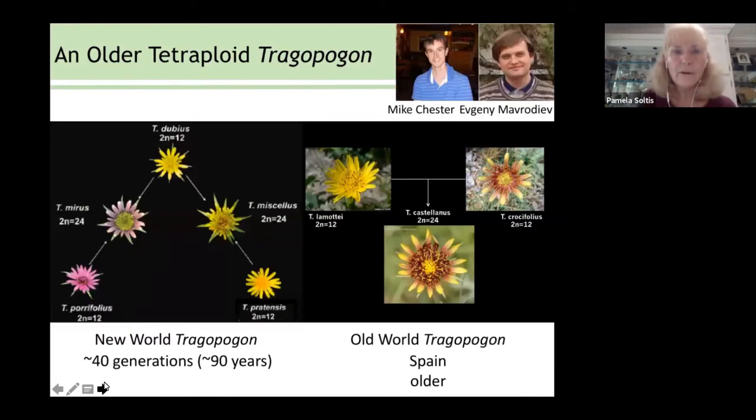Now we asked the question of whether this variation, this novelty we see in the Tragopogons of very recent age, these ones from the Pacific Northwest of the US, is all just noise, or does that sort of variation maybe have some longer term impact on the evolutionary process? And we see, in fact, by looking at other polyploid complexes in Tragopogon, that very similar patterns exist. So on the left, we see the Tragopogons from the US, and on the right, a complex that occurs in Spain. And this has the tetraploid as Tragopogon castellanus and with Tragopogon lamottei and crocifolius as the parents. And this is work that Mike Chester and Evgeny Mavrodiev led.